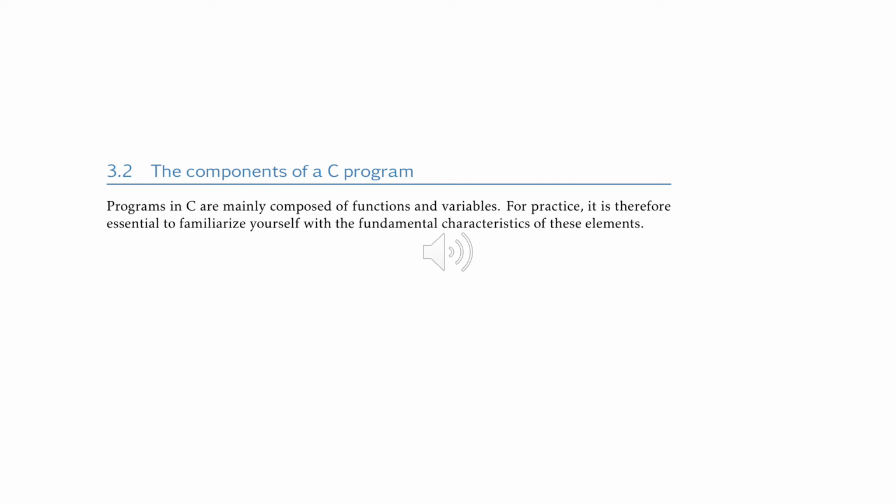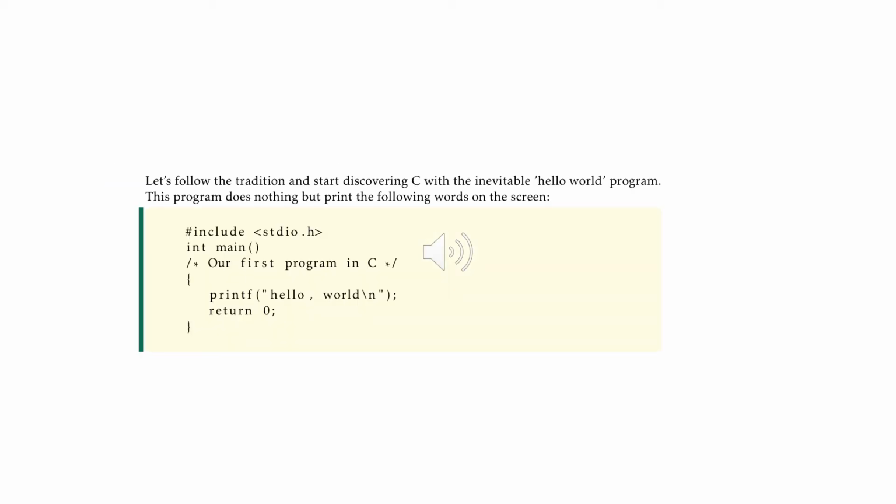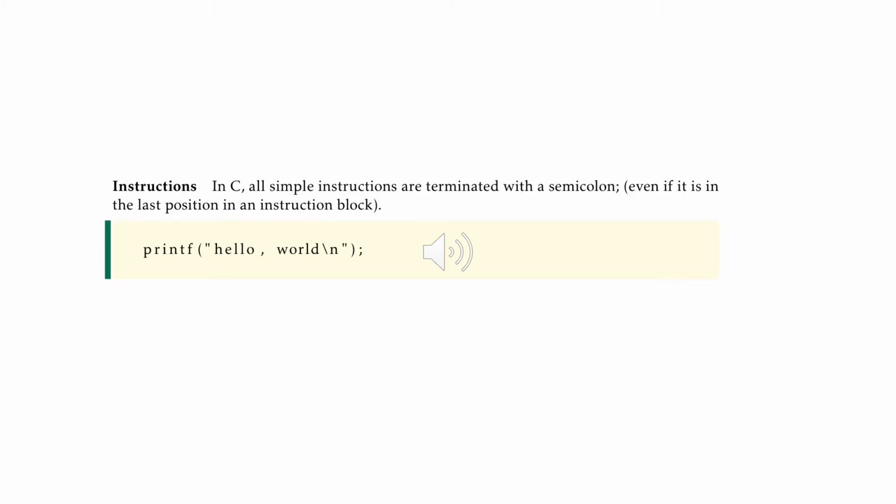So the main components of a C program are simply functions and variables, and this is what we are going to explain in this example. So as you can see here, this is a simple program in C just to print on the screen the statement hello world. So in order to do this, we will simply use the function printf, and this is a simple instruction which should be terminated by a semicolon. So all instructions in C should be terminated by a semicolon.